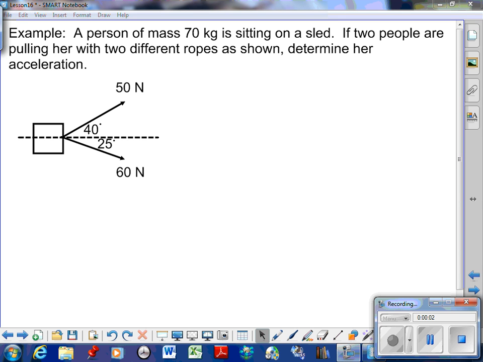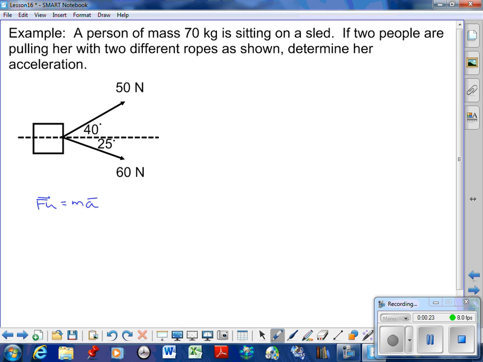All right, finishing up my last two examples. A person of mass 70 kilograms is sitting on a sled. The two people are pulling her with two different ropes as shown. Determine the acceleration. So what we need to do is calculate the unbalanced force here, because we know that unbalanced force equals mass times acceleration.